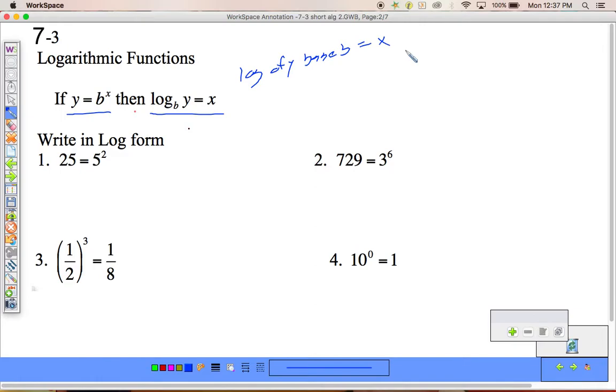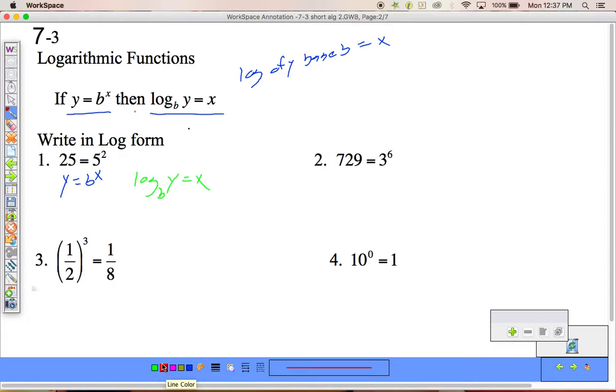All right, so I'm going to give you an exponential. You're going to write it as a log. So I'm going to give you y equals b to the x. That's what we're given. 25 equals 5 to the second power. What we're going to do is write it as the log of y base b equals x.